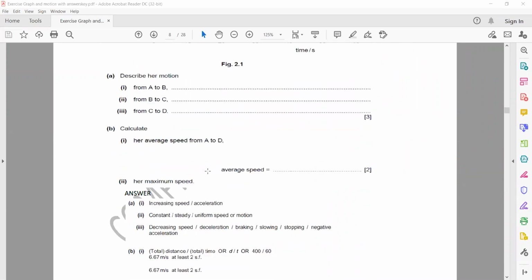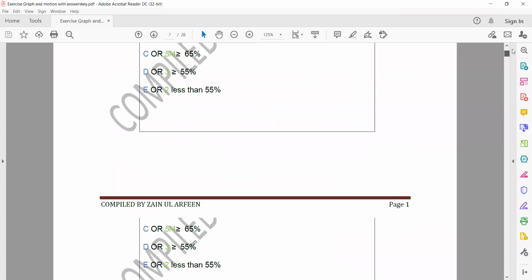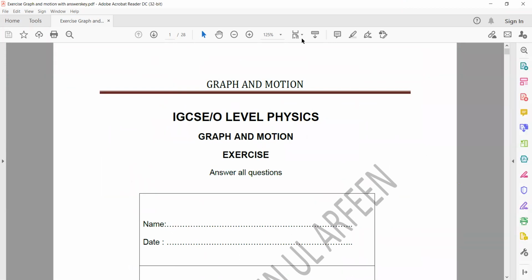So this was the exercise. Time to time I will discuss some of the questions from this exercise, because it's a lengthy exercise.